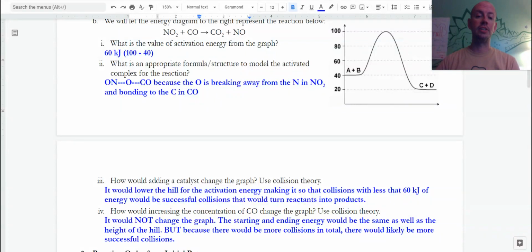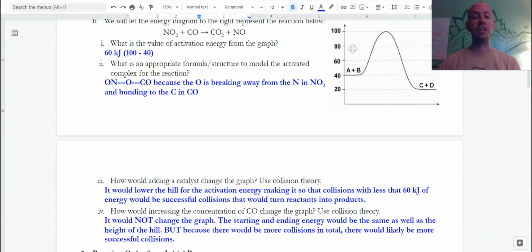And if we were changing the CO, how would that change the graph? Remember, CO is one of our reactants, so I'd put more of it there. That doesn't necessarily make it have more energy. That doesn't make it hotter. That doesn't lower the hill. It doesn't change the graph.